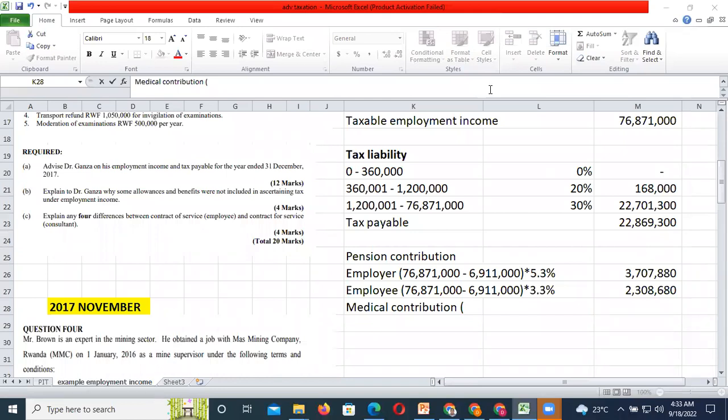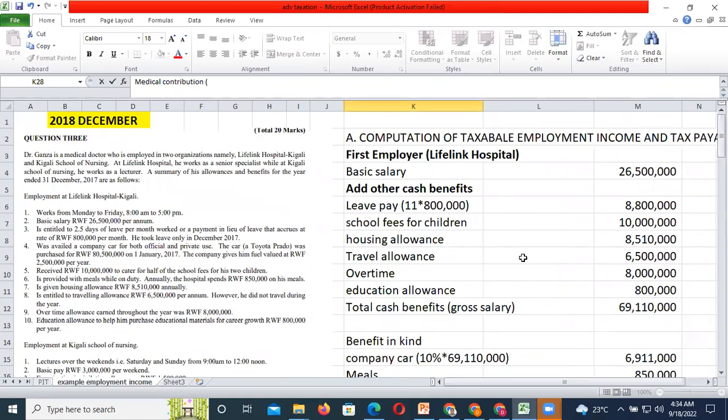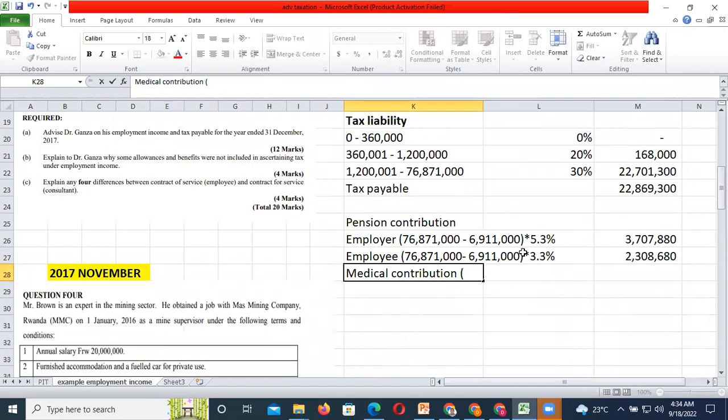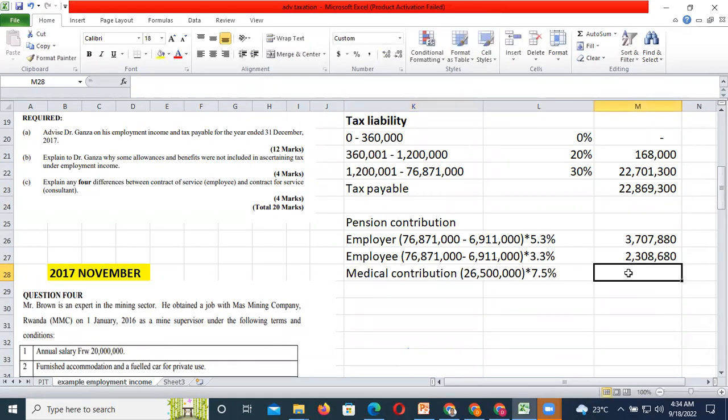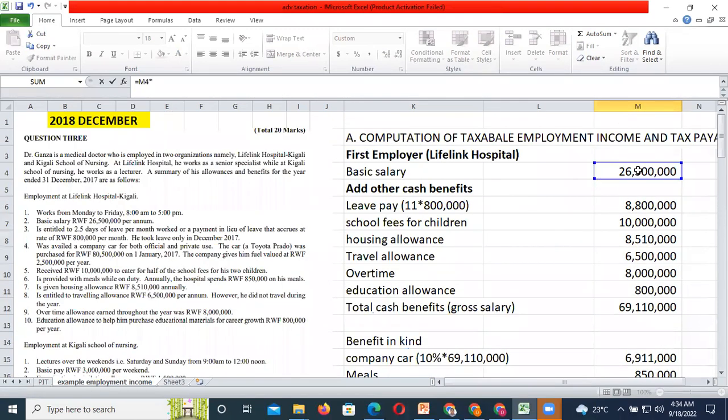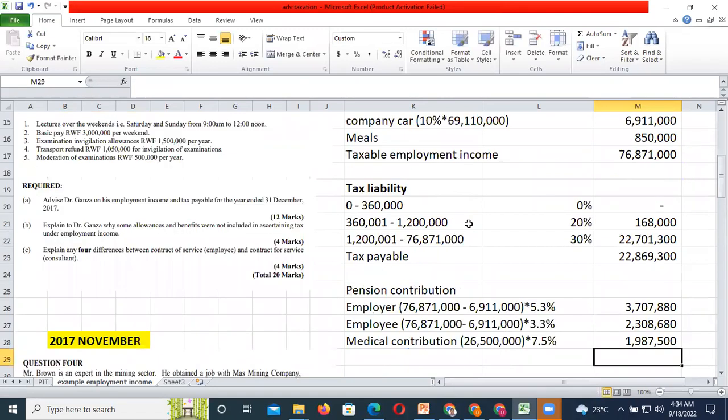don't underestimate Felix. Yes, it did not say to calculate pension, but at this level you need to calculate pension, because that's part of the taxes to be paid to the revenue authority. Medical contribution, we calculate it on the basic salary, which is 26,500. So 26,500 times 7.5%. Because you cannot compute CBHI without having the medical contribution. So I have the basic salary times 7.5%.